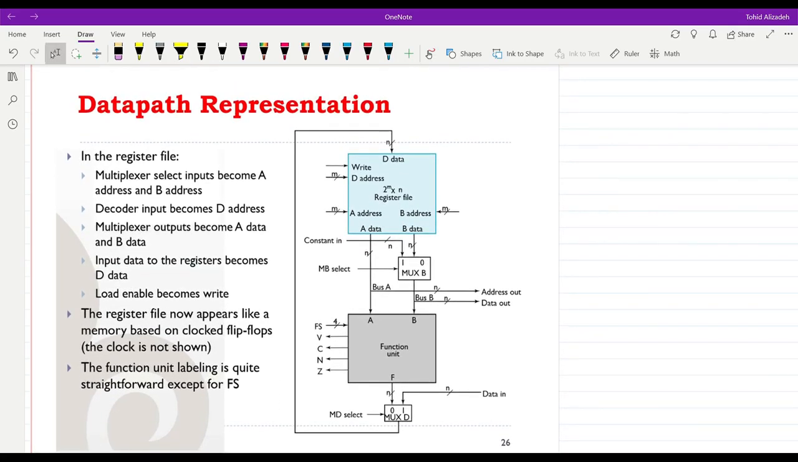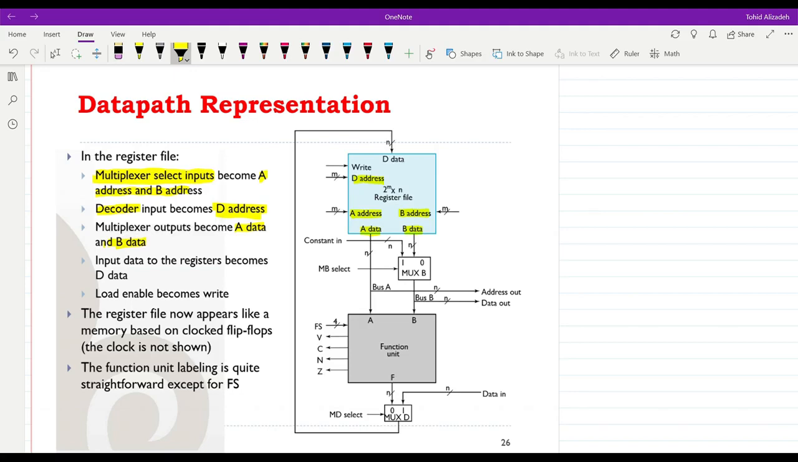You can again compare what we have here with the initial datapath. Now the multiplexer select inputs that we had for the registers, now they are A address and B address. So A address and B address, originally we had them in the form of multiplexer select inputs. We had a decoder together with our registers. Now it is in the form of D address over here. Multiplexer outputs become A data and B data.